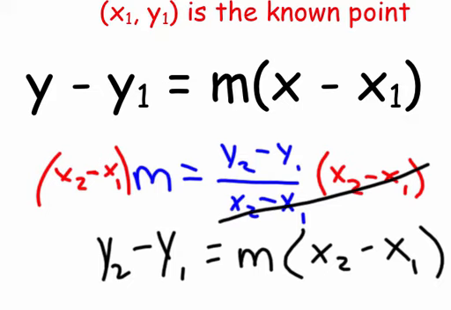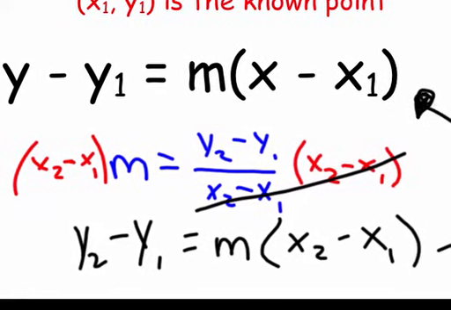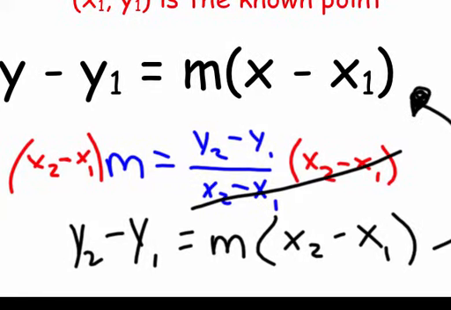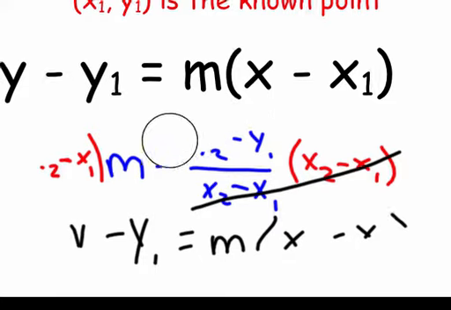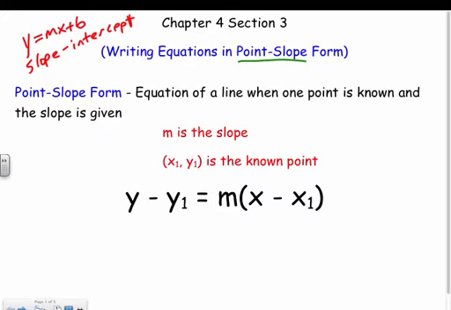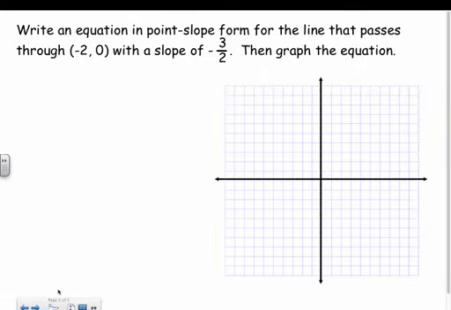Well, what do you notice? That's the same thing as this guy, isn't it? Except I just have y2 and x2 instead of y and x. So that's where that point-slope comes from. It just derives from your slope formula. So let's use this point-slope form. I'll show you why it comes in handy.